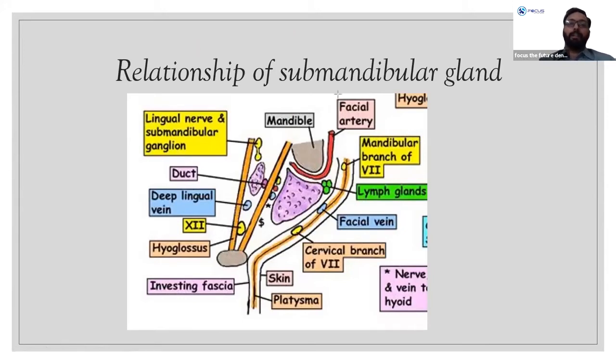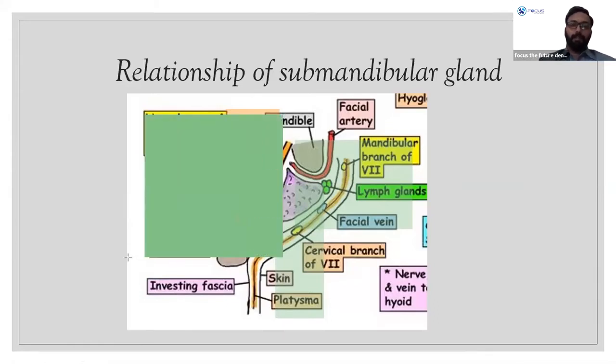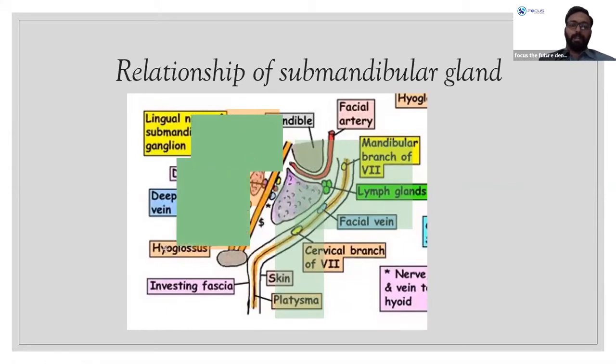The mylohyoid divides the gland into a deep part. This will be the deep part, this much, and another half will be your superficial part. So the gland is divided into deep and superficial parts. Now let's not worry about the deep part. We will close the deep part here, and we will talk only about the superficial part.